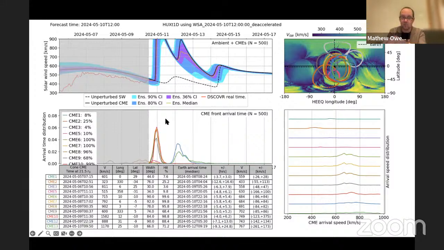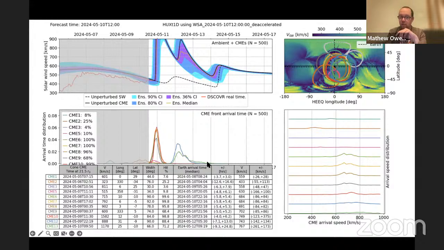We said our most likely time was around, let's see, which one is it? Some of these in here. Most likely time was around 10 p.m. on the 10th, but the error on that was plus or minus 6-ish hours. And that error is a 1 sigma error. So that's a sort of 66% confidence interval, which wasn't bad actually. But you can see not all the CMEs in that interval are the same.